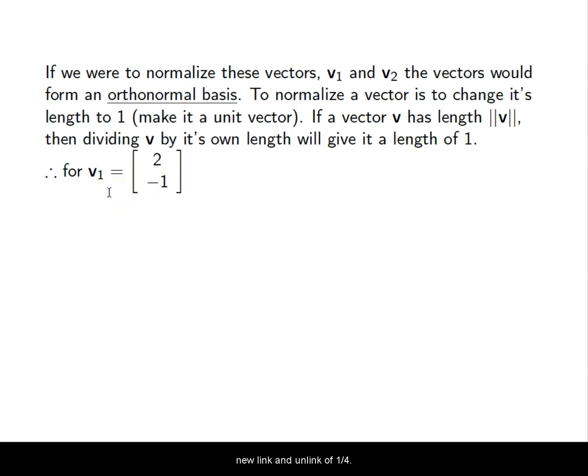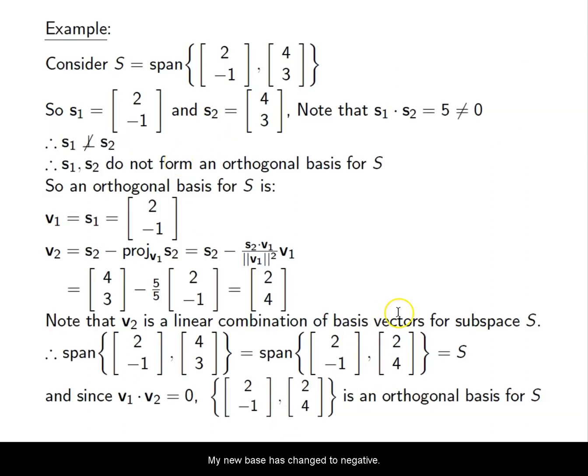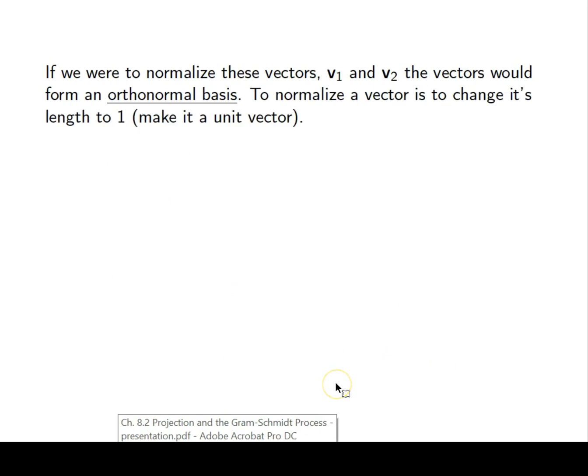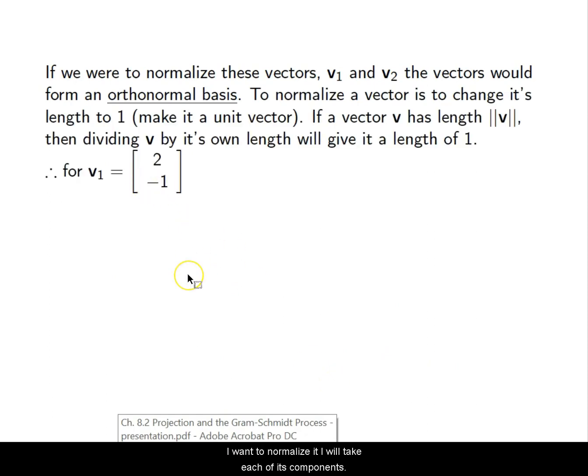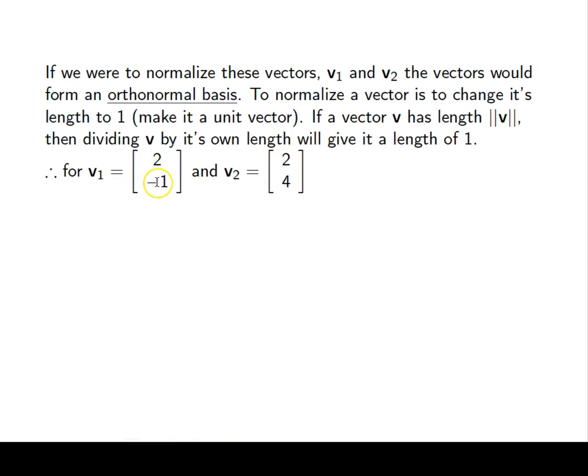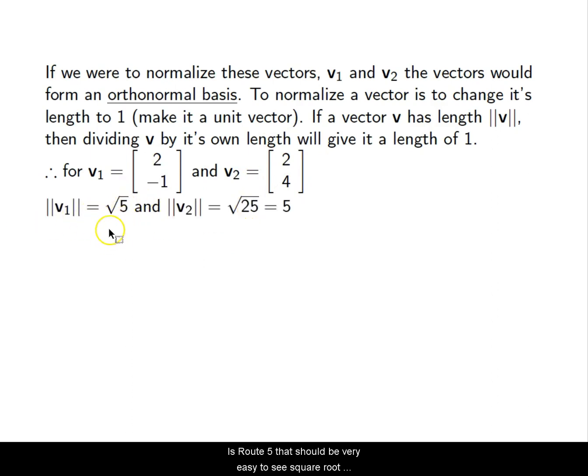So for my first vector in my new basis, okay, 2, -1, if I want to normalize it, I will take each of its components and divide it by its length, and same thing here, I'll take each of these components and divide it by its length. So the length of v1 is √5. That should be very easy to see. 2 squared is 4. -1 squared is 1. 4 plus 1 is 5. Square rooted, √5, right?